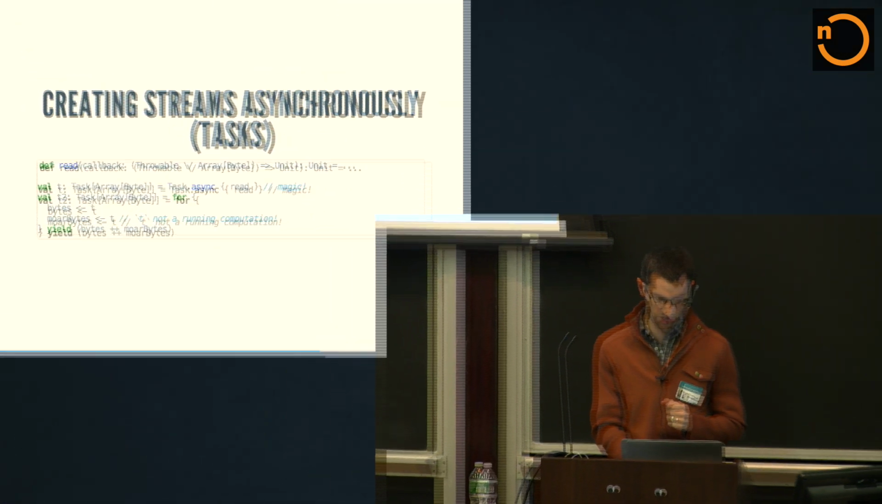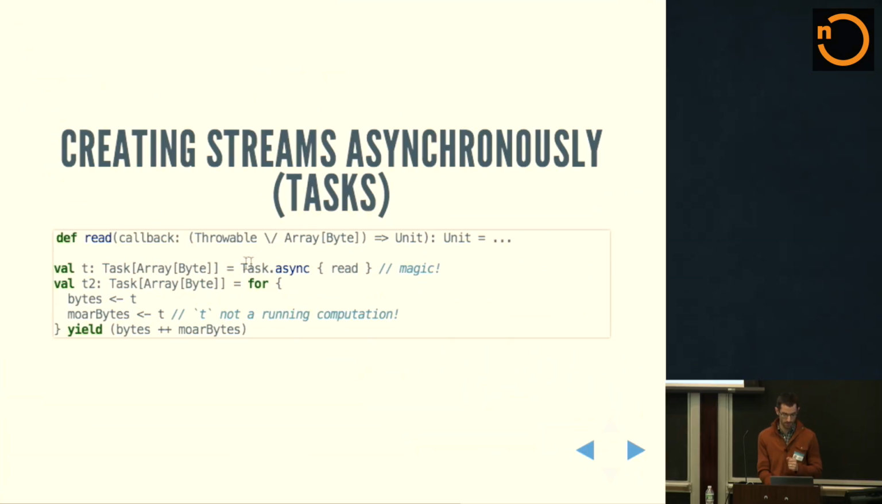The simplest way to create a stream is by creating a task and then wrapping that in a stream. So here's an example of a callbacky API. We have this function read. Read is not going to return an array of byte. Read is taking this callback that it will then invoke at some later time with either the error or the array of bytes that it read.